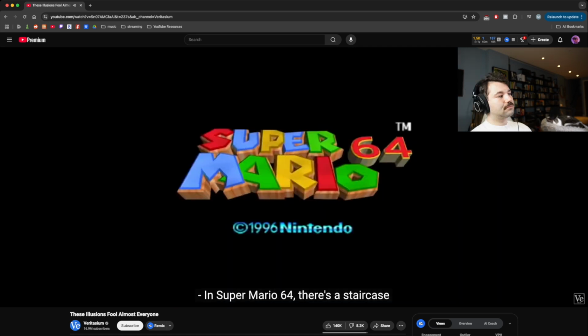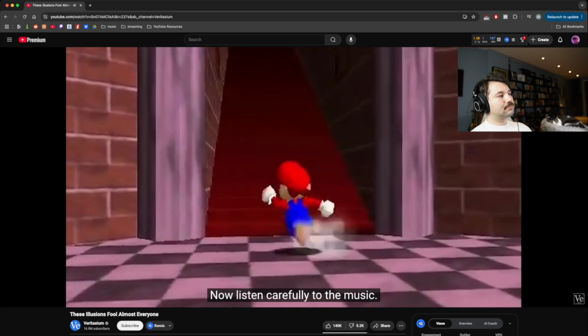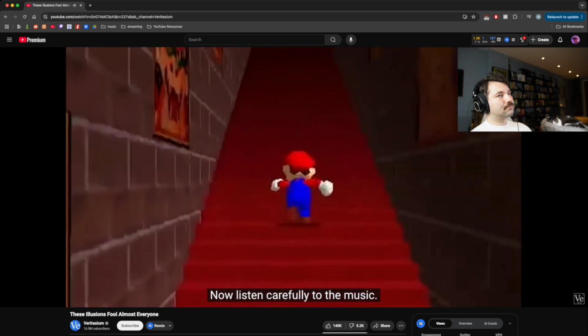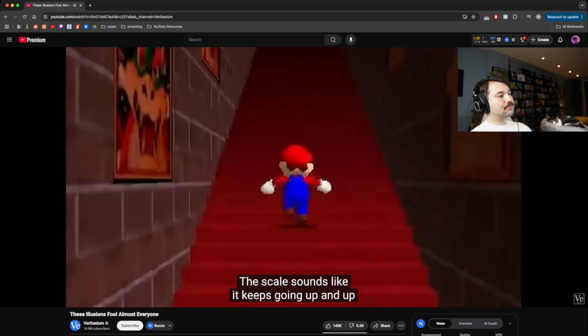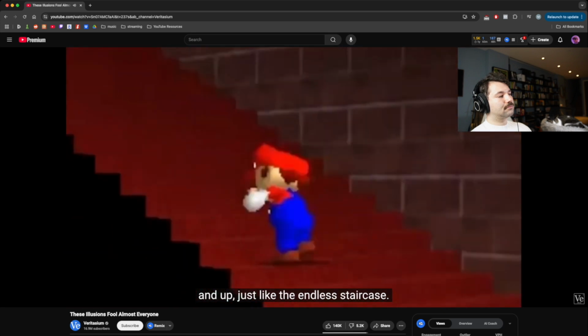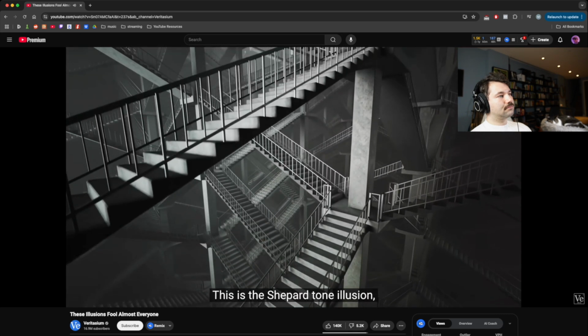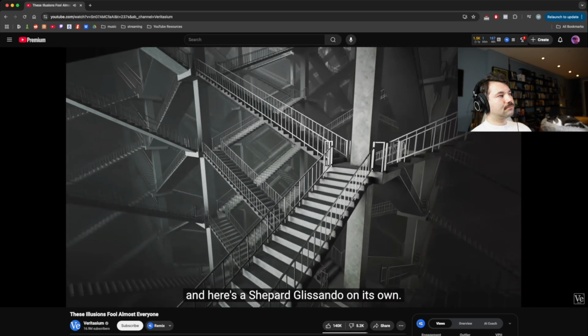In Super Mario 64, there's a staircase that seems to go on forever. Now, listen carefully to the music. The scale sounds like it keeps going up and up and up, just like the endless staircase. This is the Shepard tone illusion, and here's a Shepard glissando on its own.